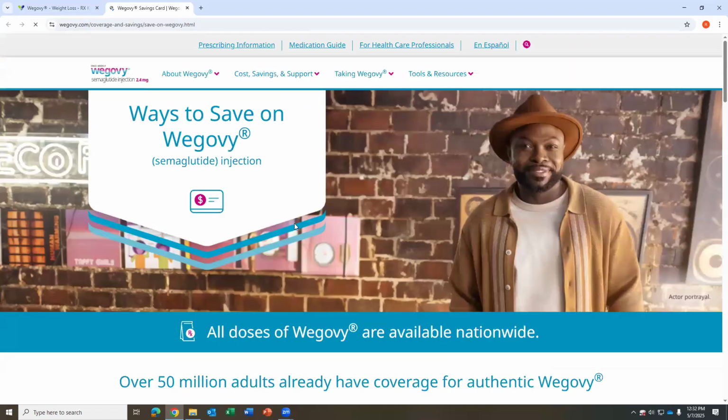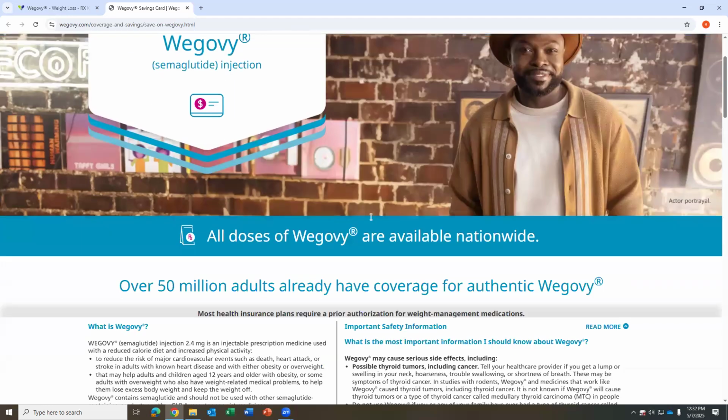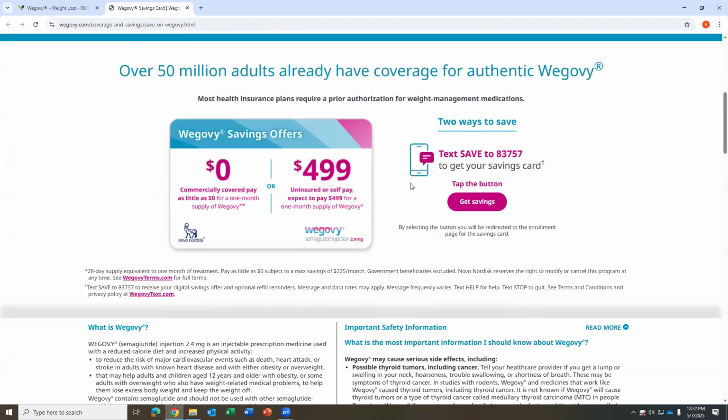Another important area is savings and support. This links specifically to the Wegovy page where they address copay cards, savings, and ways to sign up so that you have coverage and you have payment options.